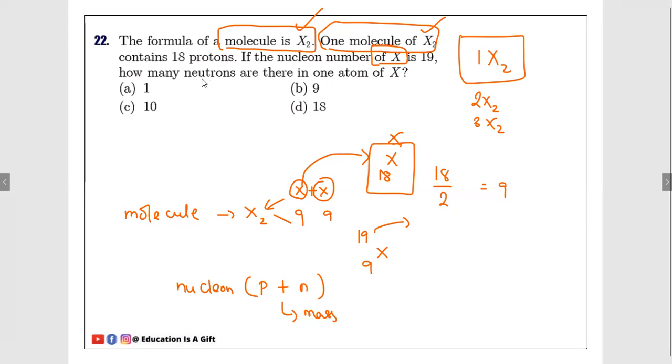Okay, next. How many neutrons are there in one atom of X? How to calculate? It is quite easy, right? Mass number is equal to proton count plus neutron count. What is the mass number? 19 is equal to the proton count, 9, plus the neutron count. Send that 9 to that side. 19 minus 9 is equal to 10. So the answer is C, 10.